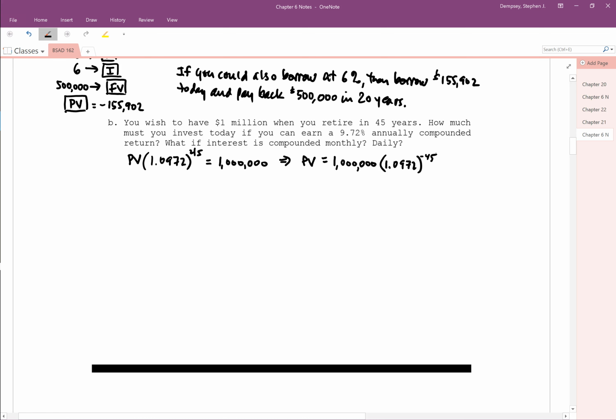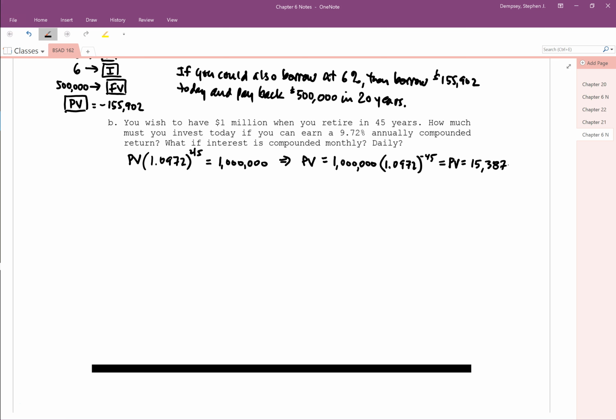So that's an equation, and it's always an equation with time value of money. If I solve for 1.0972 raised to the negative 45 power and multiply it by $1 million, I would get a present value that's the solution of the problem. And you get 15,387.